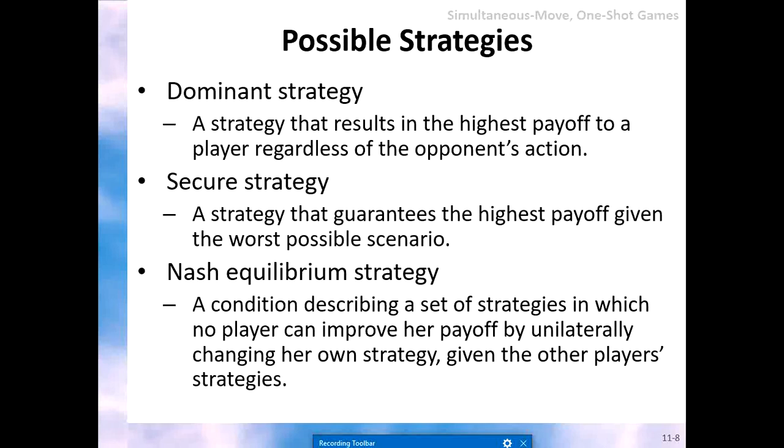And the last is the Nash Equilibrium strategy, a condition describing a set of strategies in which no player can improve her or his payoff by changing her or his own strategy, given the other player's strategies. Means that when I choose a strategy, there is no incentive for me to change it, as I have already achieved the highest payoff. So that's the maximum I can get. This is the better payoff that I can get. So that is when I reach Nash Equilibrium.